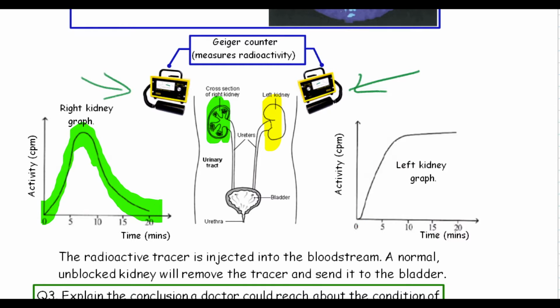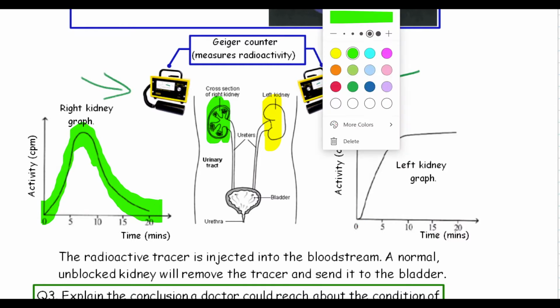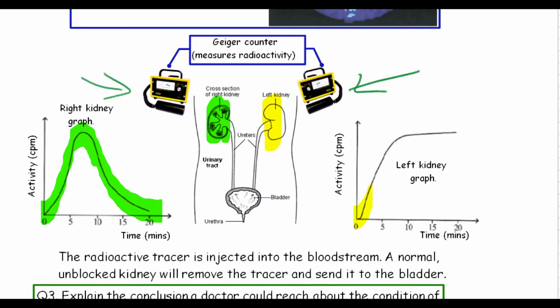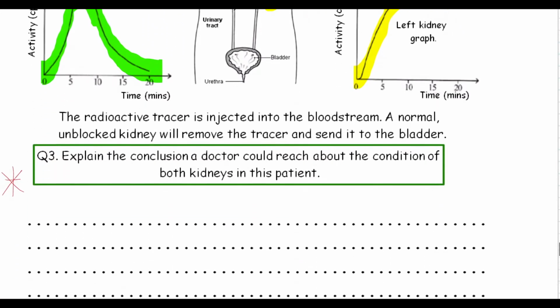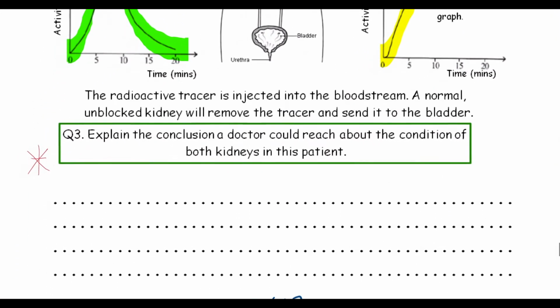So, sorry, should have used a yellow colour just to show the difference. So you can see it goes up as it does the right kidney, but the activity doesn't go down. That tells us the left kidney is not working properly. So the tracer is injected in the bloodstream. A normal unblocked kidney will remove the tracer and send it to the bladder.